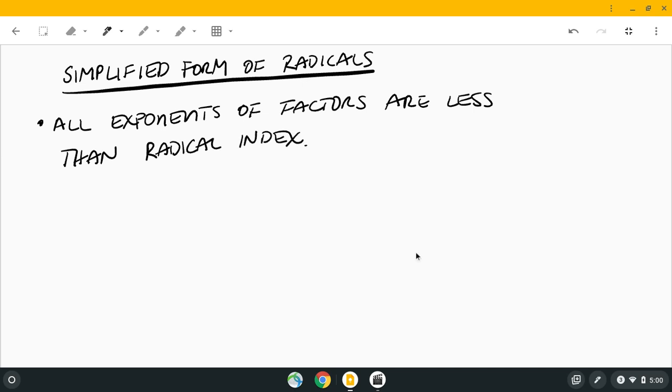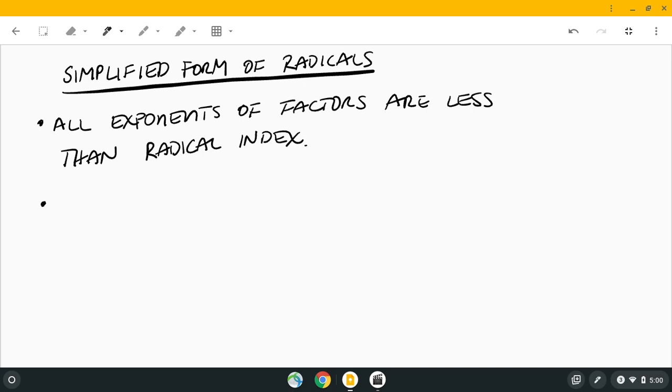Okay, so the radical index, if you have a square root, the radical index is 2. If you have cube root, radical index is 3. If you have the fourth root, radical index is 4. Okay, so the exponents have to be less than the radical index, okay, in order to be simplified.